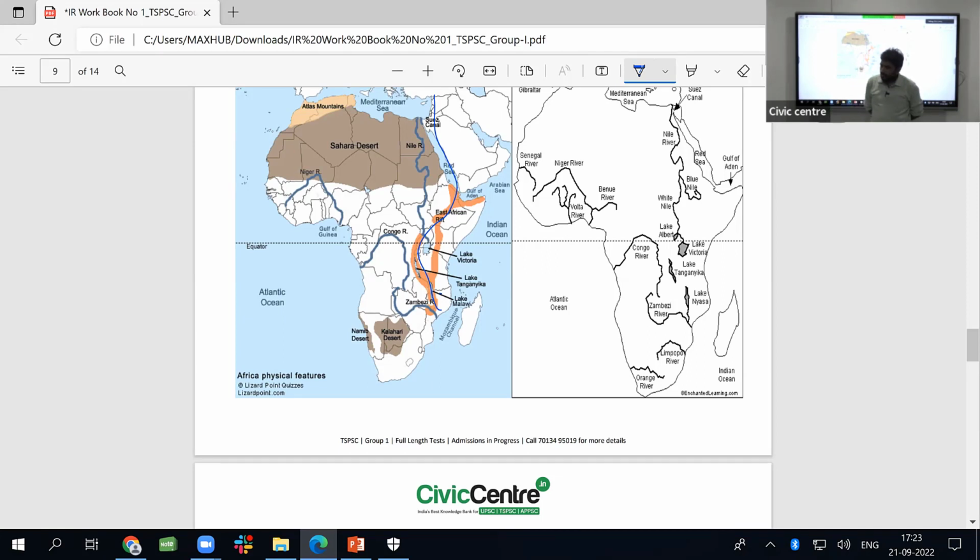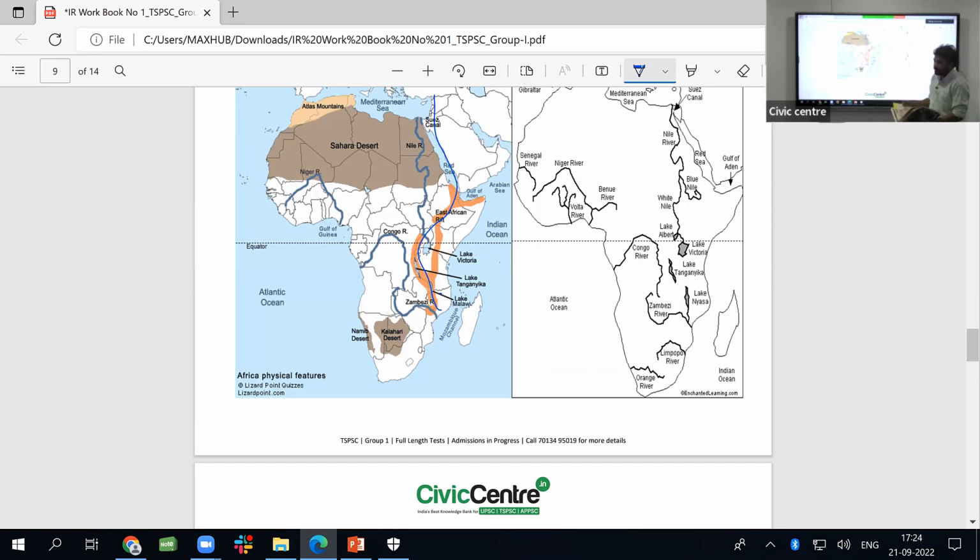You know the Canary current, Agulhas current. Is Canary a cold current or a warm current? Cold current. Yes, these are important points. These are very important points.